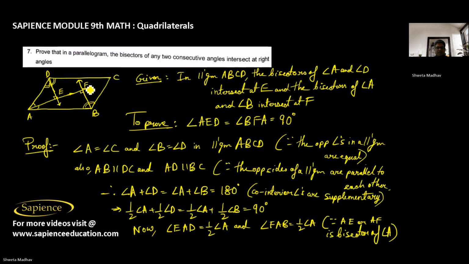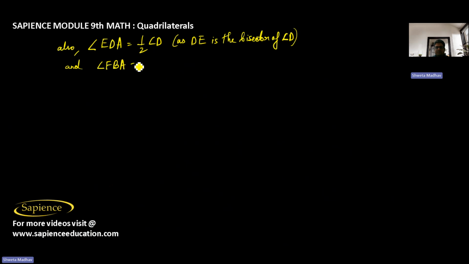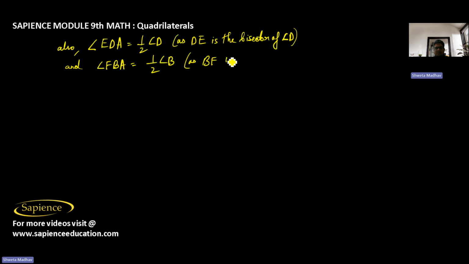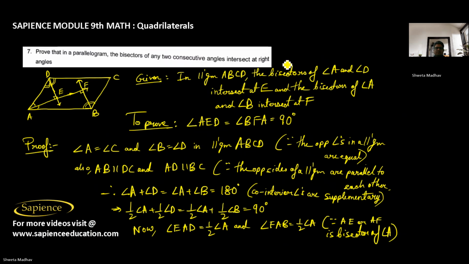And we can see that angle FBA is equal to half of angle B, as BF is the bisector of angle B. So therefore, you can see that half of angle A plus half of angle D is 90 degrees.